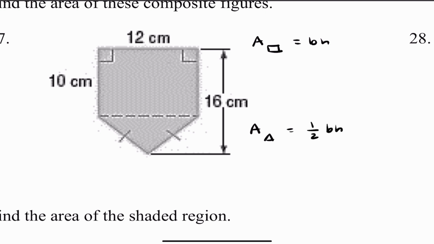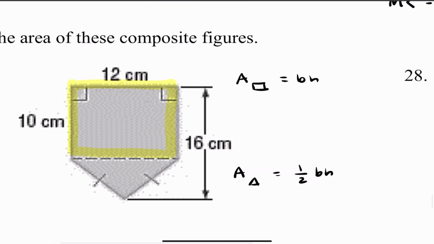This is not an equilateral triangle, so I don't use s squared root 3 divided by 4. This is just a regular triangle. Okay, so let's find the area of this rectangle. I need the base, I need the height. Remember, the base and the height are perpendicular to each other if you have a parallelogram. A rectangle is a parallelogram, and we've already talked about that back in Unit 6 and also in this unit.